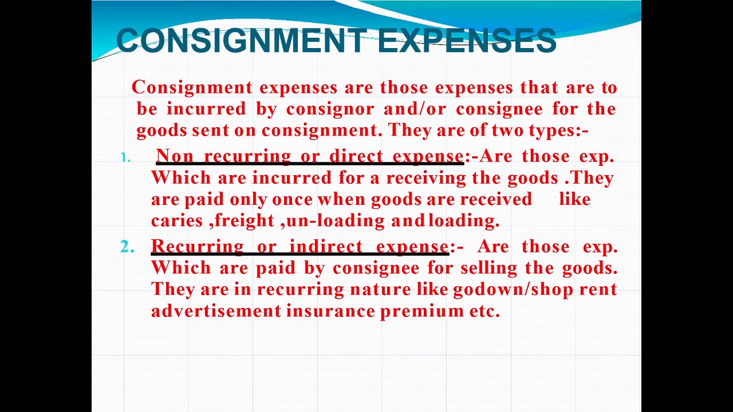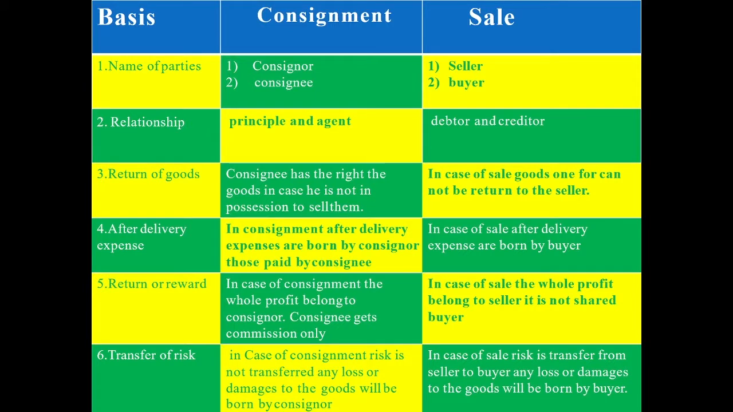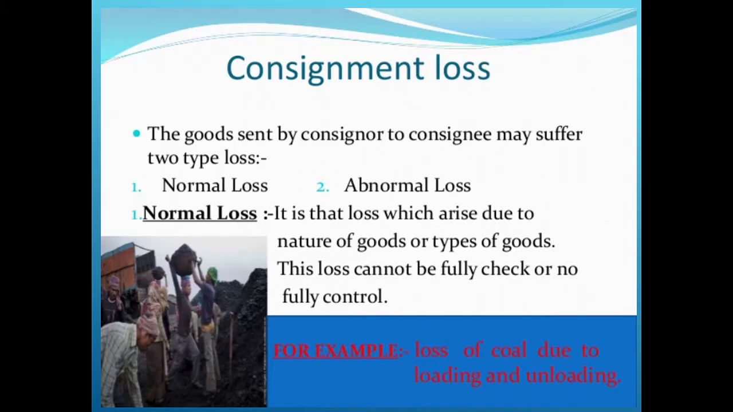There are two types of expenses: direct expenses and indirect expenses. Direct expenses are those incurred for receiving the goods, paid only once when the goods are received: carriage, freight, unloading and loading charges. Indirect expenses are expenses which are repeated in nature, such as godown rent, shop rent, advertisement, insurance, etc. I already explained this, so you can refer to the previous videos.